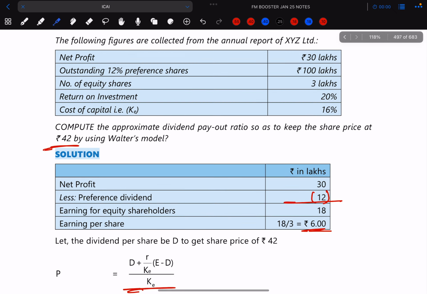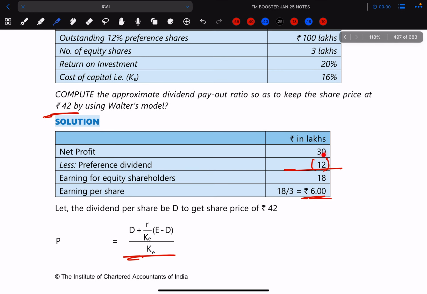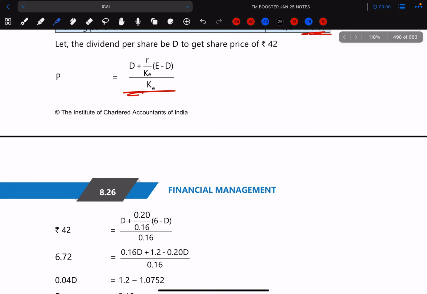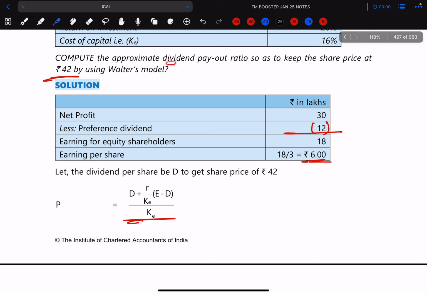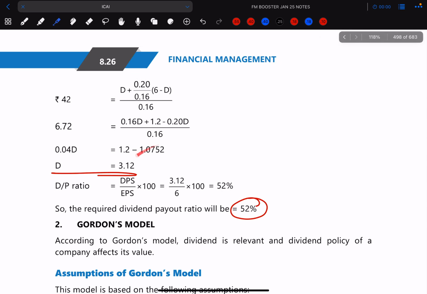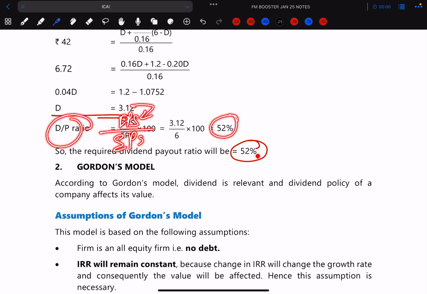And they have given this one and computed using the Walter model. So net profit minus preference dividend, that is earnings available for equity. Go and find EPS. Dividend payout ratio to keep the share price at 42. They have already given the price 42. So this P is 42, and you have to find out the dividend. Just put everything in the formula and you'll get it. At the last, you'll get the dividend, that is DPS, dividend per share, divided by EPS. You have already done it in the working note, that is 52%.